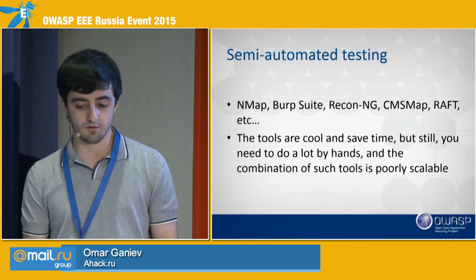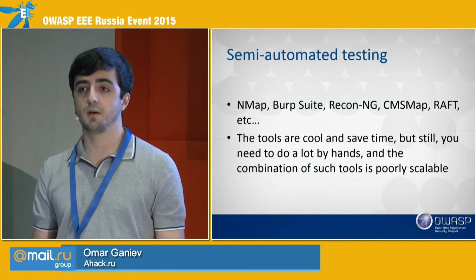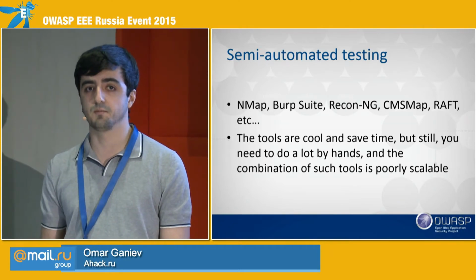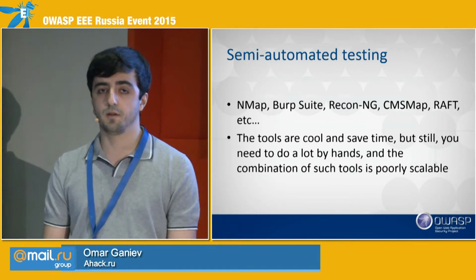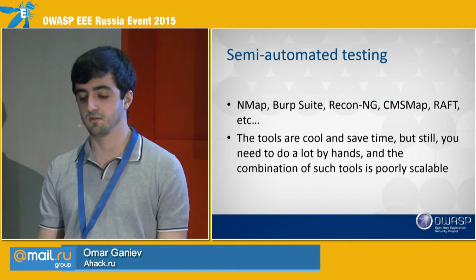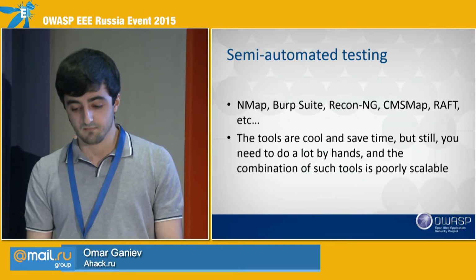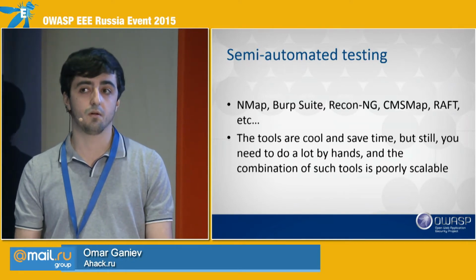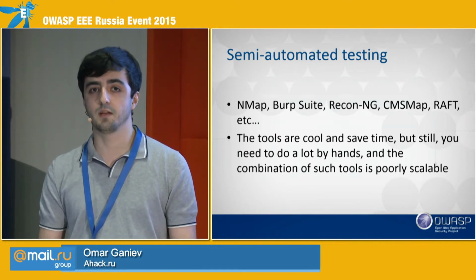Semi-automated testing means that you launch each step and each action by hand, but each of these steps is performed by some tool. For example, you first launch Nmap, find web ports, web interfaces, then you launch Burp Suite Spider, and so on. This is very good and cool, and it suits very well for bug bounties. But again, if you've got a big scope, it doesn't work.